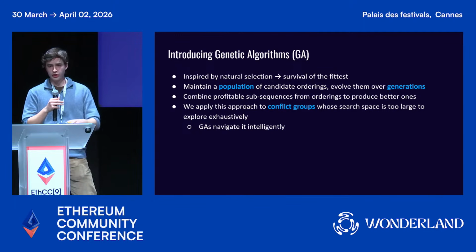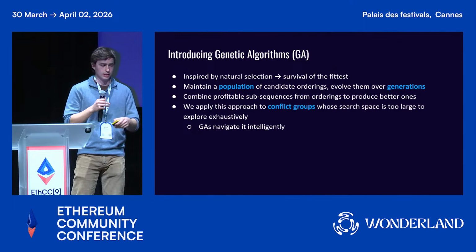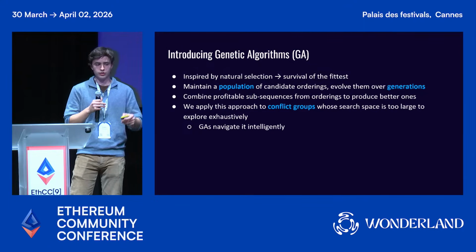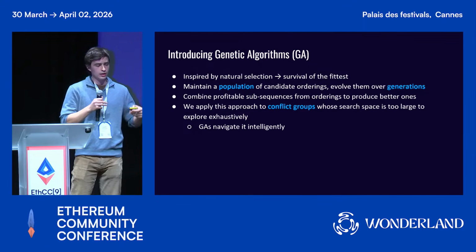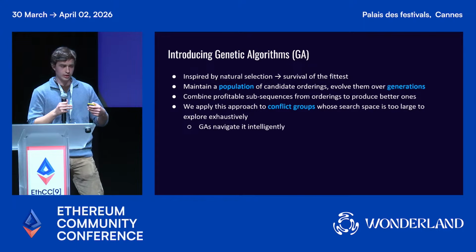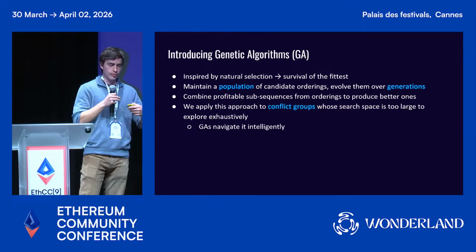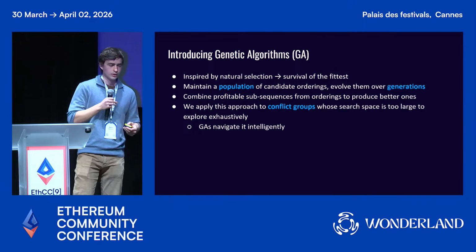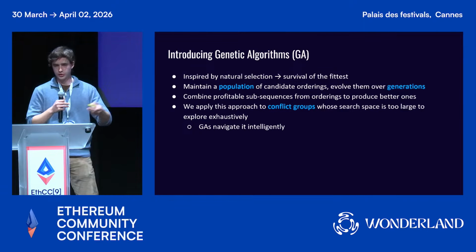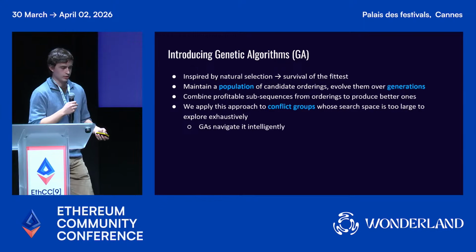So what we do is we start off with a population of candidate sequences, or possible ways to order within a conflict group. And we want to combine these possible candidates with each other in the hopes that the ones that we produce are better than the ones that we started off with. And we're going to be applying this to conflict groups where the search space is too large to explore exhaustively.